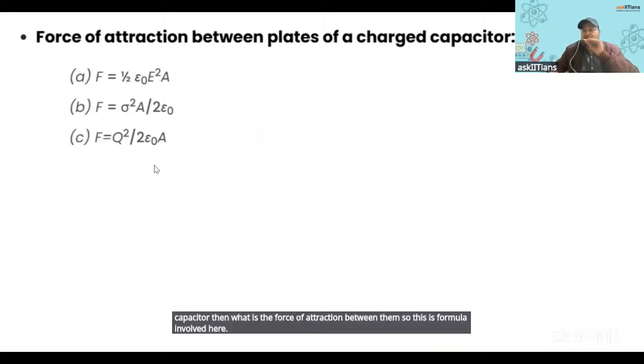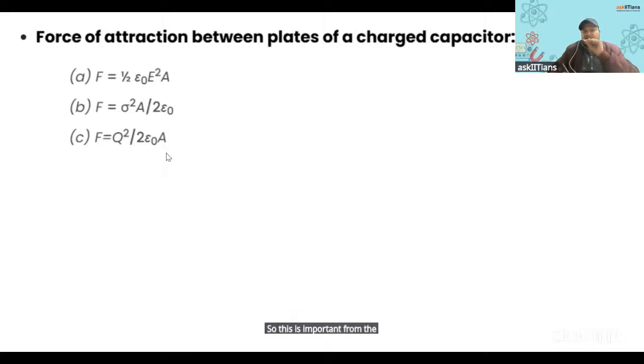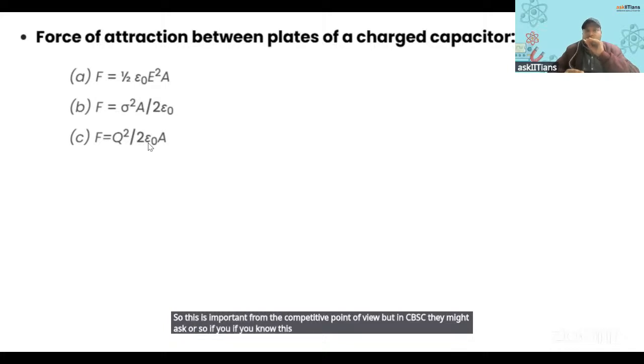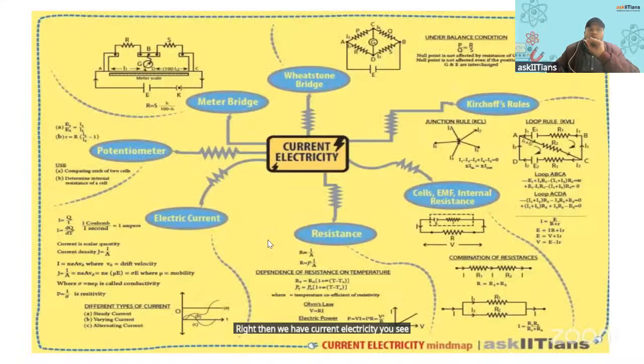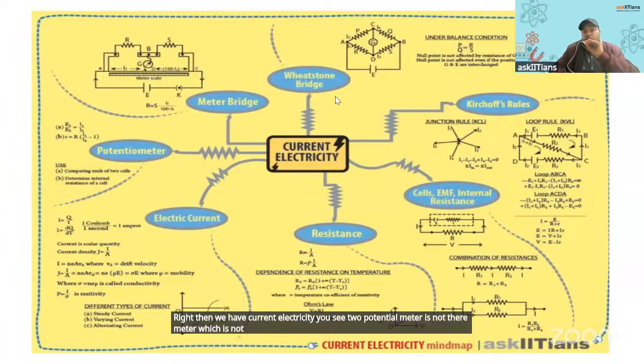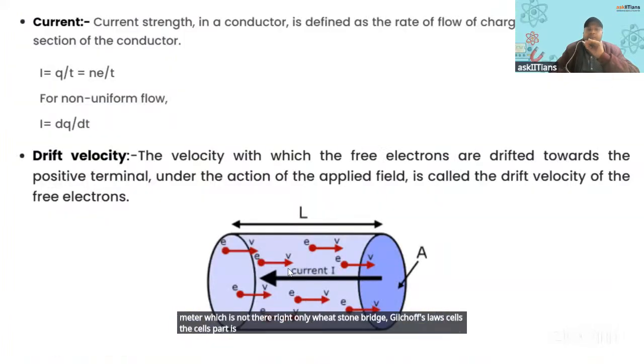This is important from the competitive point of view, but in CBSE they might ask. If you know this, it's good. If you don't know this, no need to worry about it. Then we have current electricity. Potentiometer is not there, meter bridge is not there. Only Wheatstone bridge, Kirchhoff's laws, cells. The cells part is very important.